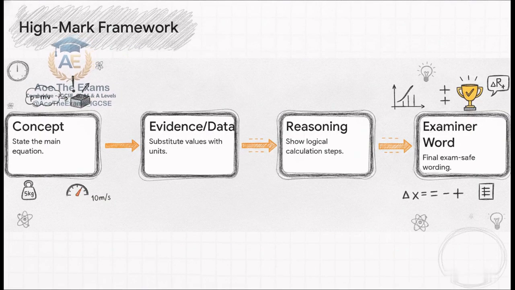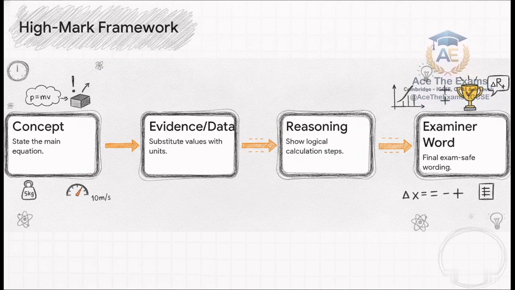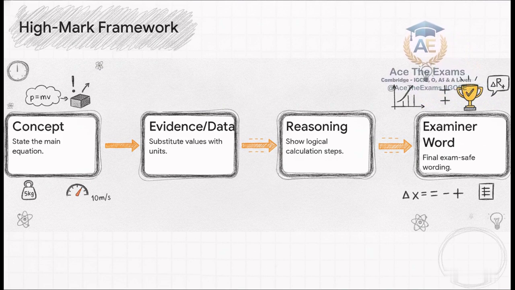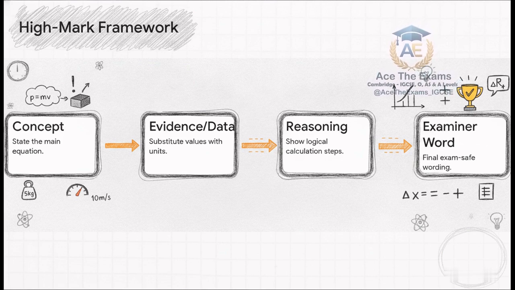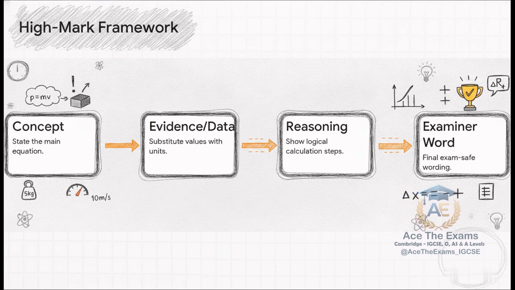So how do we bulletproof your answers? You're going to apply this 4-step high-mark framework to literally every single calculation you do. Step 1, concept. Just write down the raw equation like P equals mv. Step 2, evidence or data. This is where you substitute your numbers in clearly. Step 3, scientific reasoning. Show the logical steps of your algebra. Don't skip steps. And finally, step 4, examiner wording. Lock in that final calculated number with the correct significant figures and units. If you do this, it's virtually impossible for the examiner to take your method marks away.